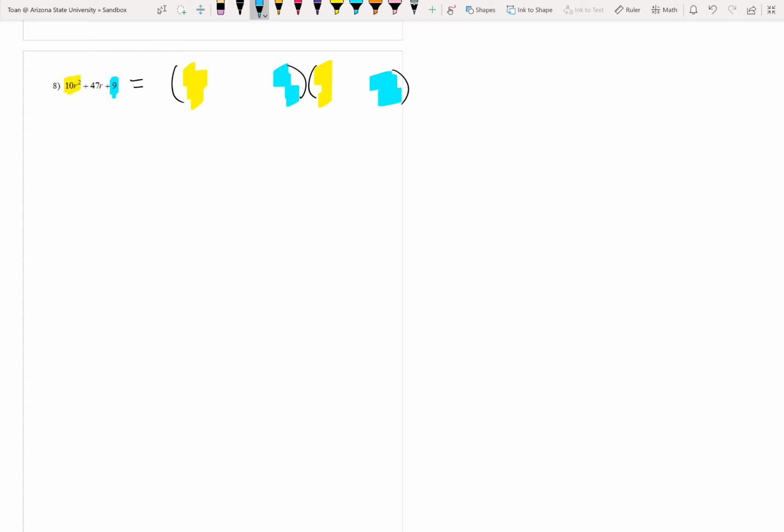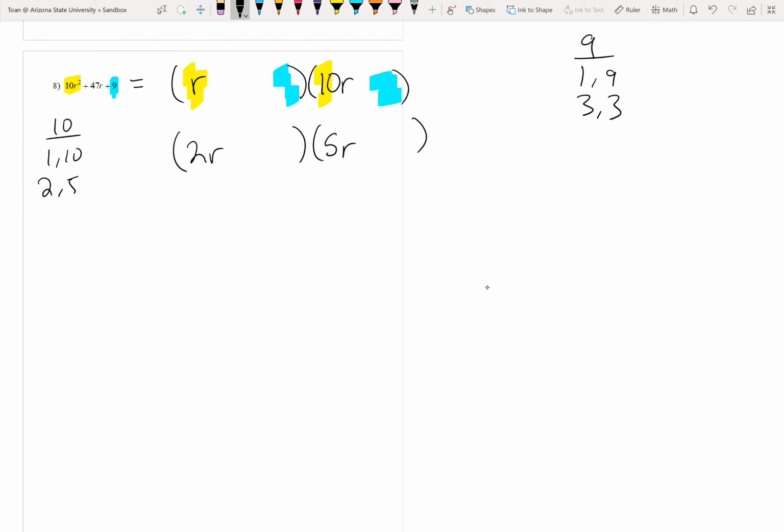There's multiple choices. If you pairwise factor 10, it could be 1 and 10 or 2 and 5. I don't know which one's the right one, so you just have to check both. That's just more guessing and checking. So it could be R and 10R, or it could be 2R and 5R. And then when you pairwise factor 9, 1 and 9, 3 and 3, you just have to go through both possibilities. So I'm not going to run through the spiel here.